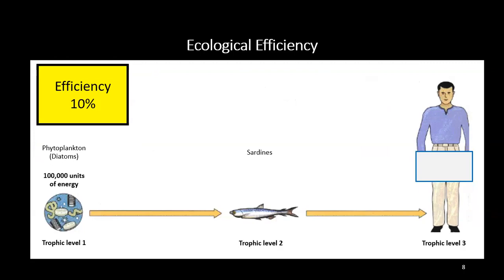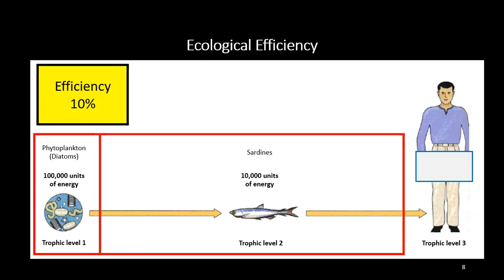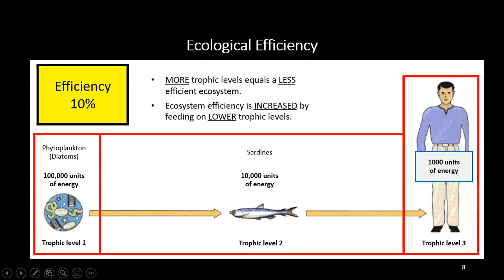In food webs that consist of only a few trophic levels, energy is conserved. For example, if phytoplankton absorbed 100,000 units of energy, then 10,000 units of energy are transferred to sardines, and 1,000 units of energy are transferred to humans, thus making a more efficient ecosystem. This example illustrates 2 key points. More trophic levels equals a less efficient ecosystem, and ecosystem efficiency is increased by feeding on lower trophic levels.